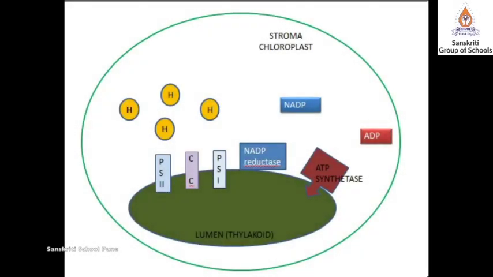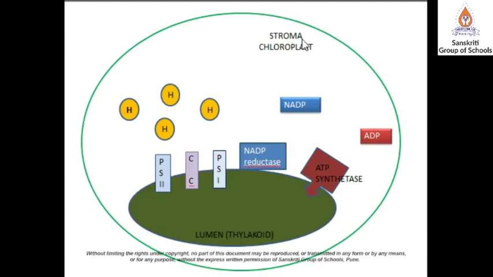Let's try to understand the first part of photosynthesis, that is the light reaction. The light reaction takes place in the chloroplast. So let's try to see this diagram.